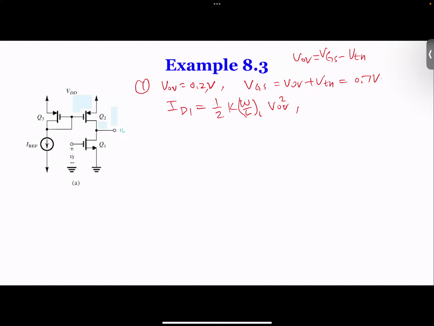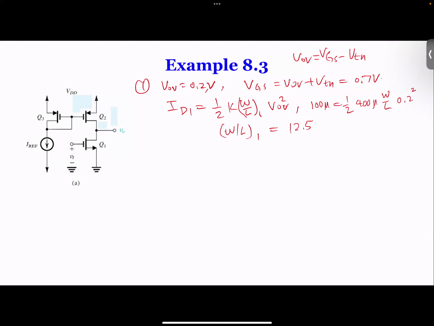So in this case, you have ID1 is 100, so we can use 100 micro. If you're not sure, you can leave the unit there. One-half, K is 400 micro as well, W over L, and then VOV is 0.2, squared. We didn't actually use VGS, we simply use VOV. So this will give you W over L of 1 equal to 2.5.